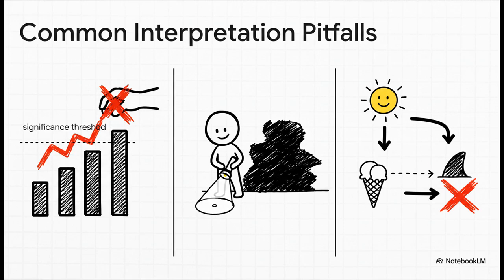And finally, the big one. Correlation is not causation. In an observational study, you can only say two things are associated. Saying your drug reduced mortality is making a causal claim your study design simply can't back up.